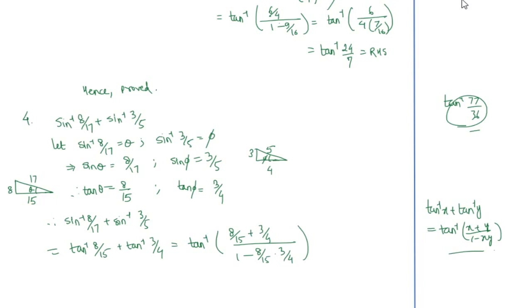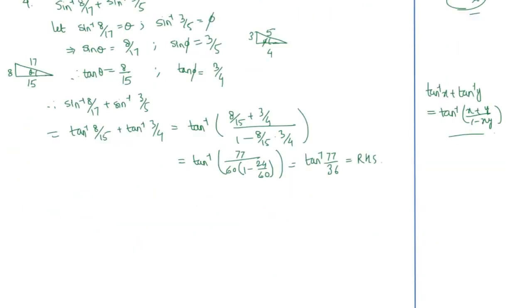Alright, solving it, this is equal to tan inverse of, 8 4s are 32, 15 3s are 45, so 32 plus 45 gives you 77 by 60, into 1 minus 24 by 60. This simply gives you tan inverse 77 by 36, which is equal to RHS. Okay, and this is what was required, and hence proved.